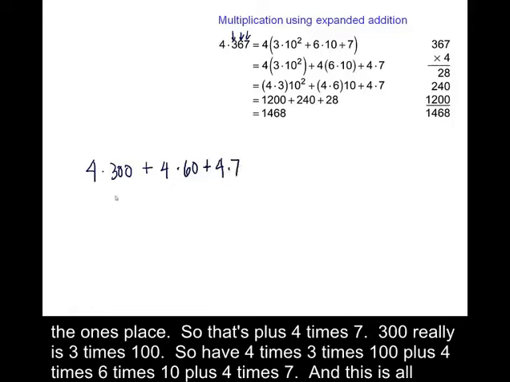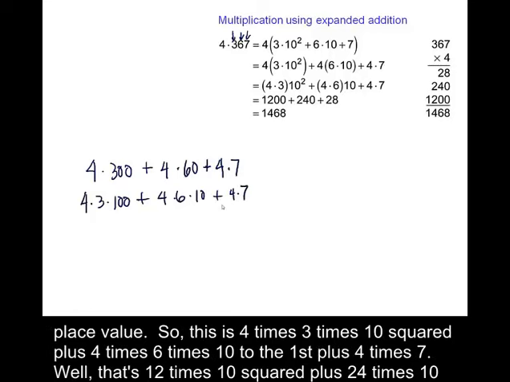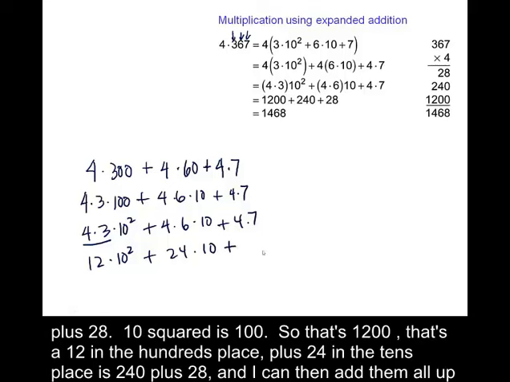300 really is 3 times 100, so I have 4 times 3 times 100 plus 4 times 6 times 10 plus 4 times 7, and this is all place value. So this is 4 times 3 times 10 squared plus 4 times 6 times 10 to the first plus 4 times 7. Well, that's 12 times 10 squared plus 24 times 10 plus 28.